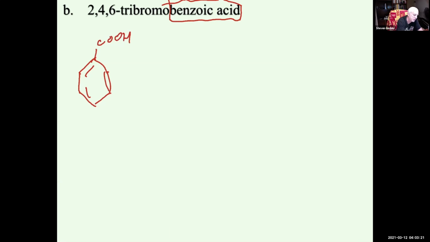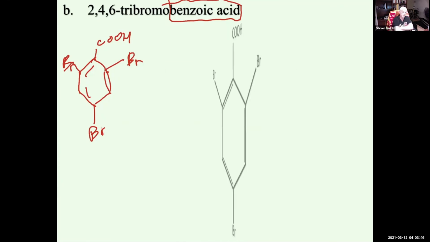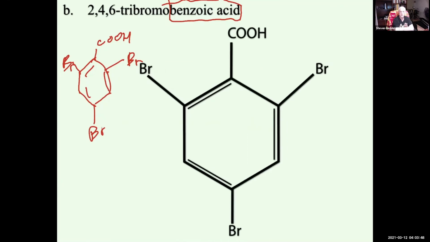We have the number 2 position, number 4 position and number 6 position. And they're all bromines, tribromo, 3 bromines. Bromine, bromine, bromine. So we have 2, 4, and 6 tribromo, 3 bromines at those positions, and benzoic acid. Okay, and that's what it looked like.